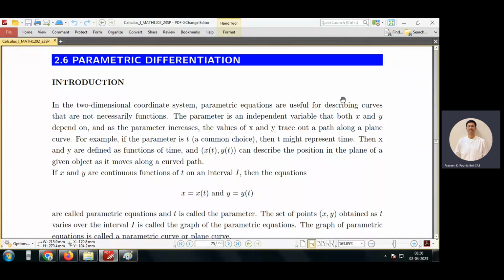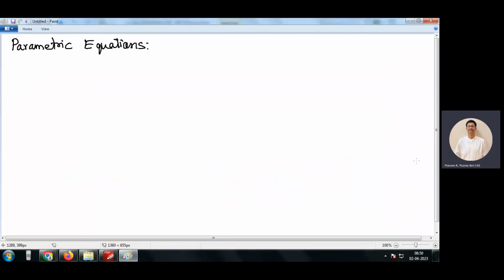Good morning, students. In this lecture, we are going to study the topic 2.6 parametric differentiation. This topic is a self-study topic. So, question number one comes: what is the parametric equation?